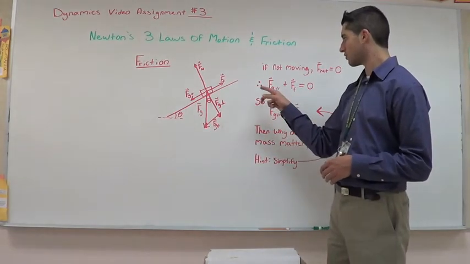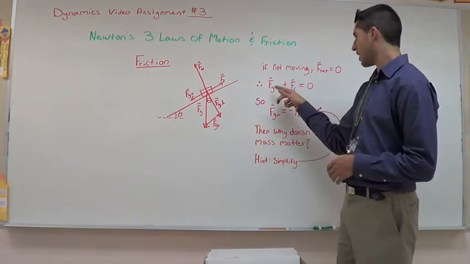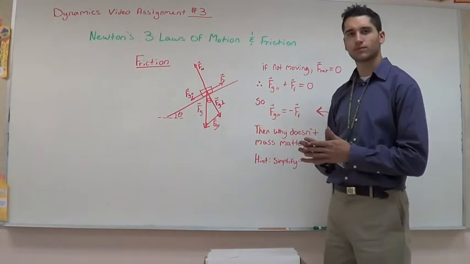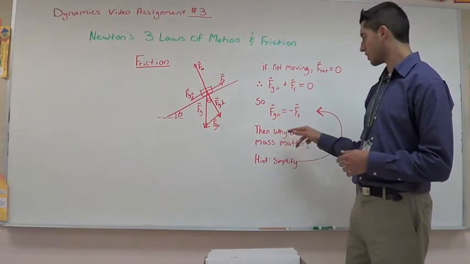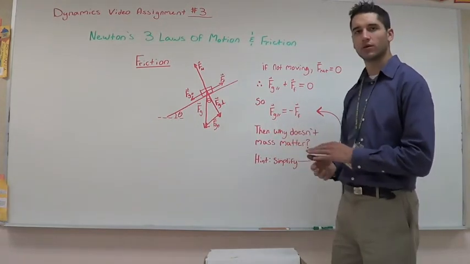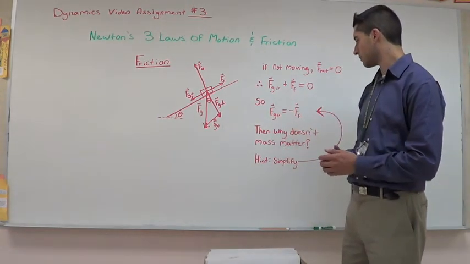So that means our force of gravity parallel and our force of friction are adding together to give us 0. So knowing that, we can solve for our force of gravity parallel and make it equal to the negative force of friction. So we just subtracted this over.